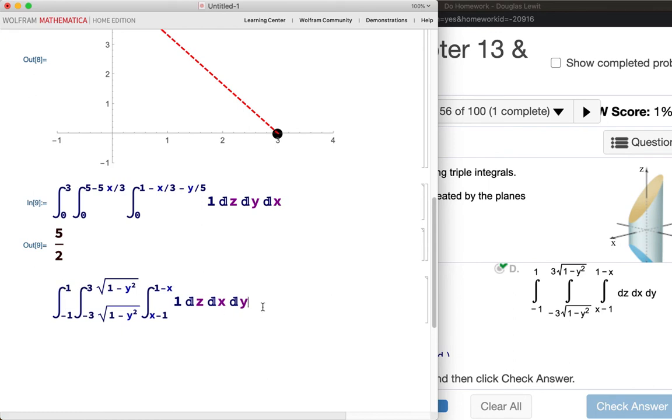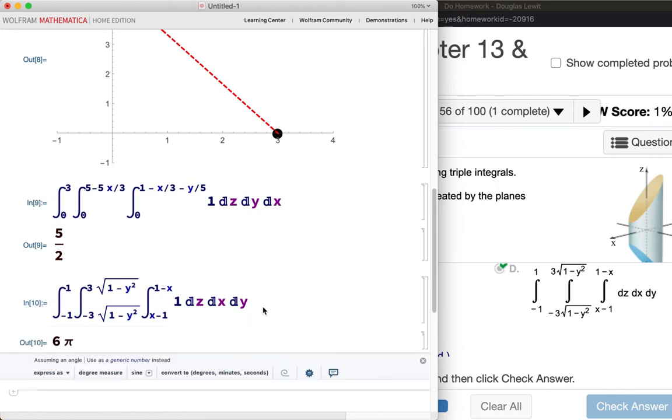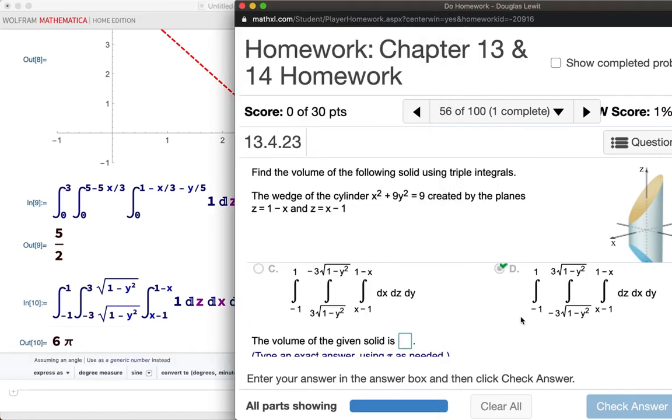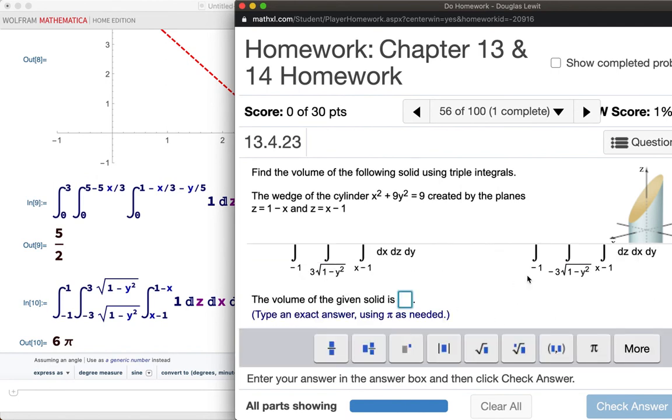And what is that volume? Okay, that volume is 6 pi. 6 pi.